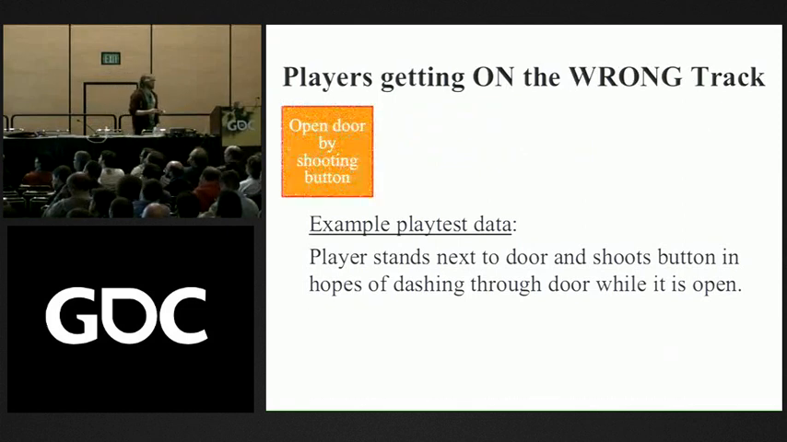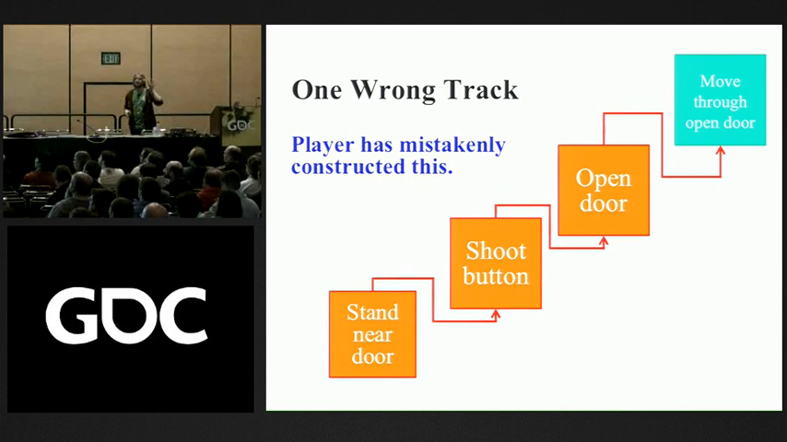But it's also the case that the player is on the wrong track. They've got some other wrong track in their mind where they think you can open this door by shooting the button. Specifically, this is the wrong track they've constructed. They did not construct the right track you're hoping. Instead, they think that they should stand near the door and then shoot the button, which will cause the door to open, and then they're going to move through the open door.